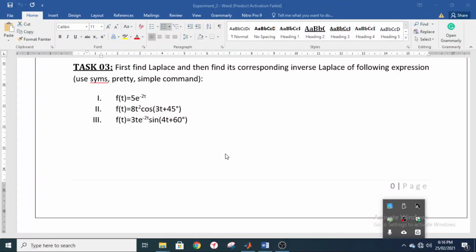Okay, task number 3, and we have to find the Laplace transform of the given equation. Basically we have to convert this time domain equation into an S domain or frequency domain equation. So with the help of MATLAB, how can we convert this time expression into the frequency domain?